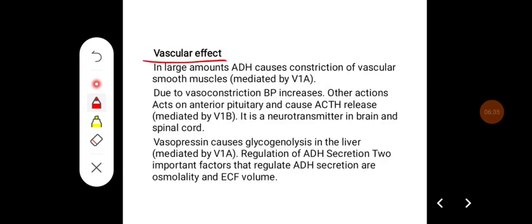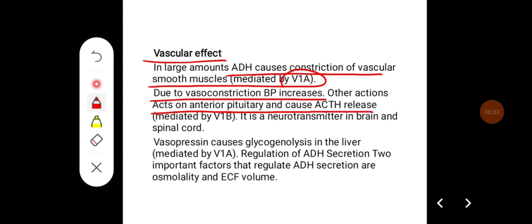Vascular effect: in large amounts, ADH causes vasoconstriction of the vascular smooth muscles, which is mediated by V1A receptors. Due to the vasoconstriction, blood pressure increases. The other actions of vasopressin: it acts on the anterior pituitary and causes ACTH release, which is mediated by V1B receptors. It is a neurotransmitter in the brain and the spinal cord as well. Vasopressin causes glycogenolysis in the liver, which is mediated by V1A receptors.